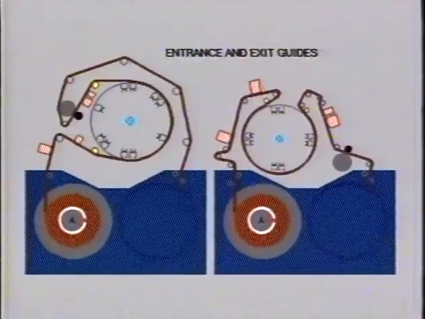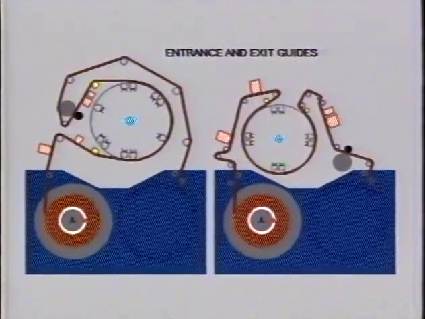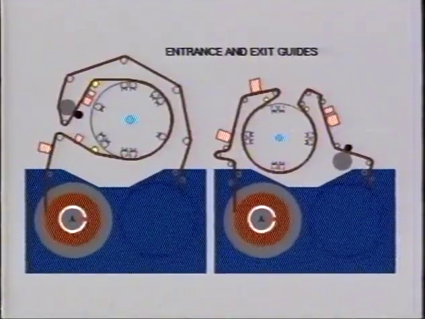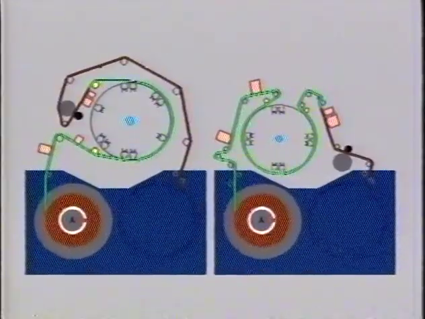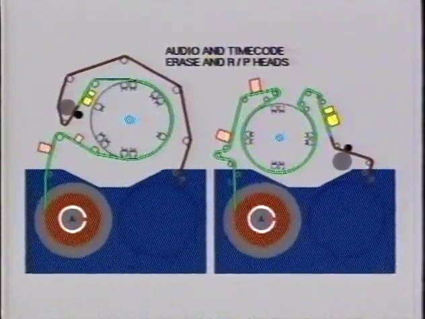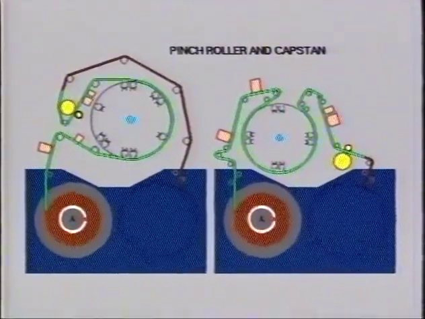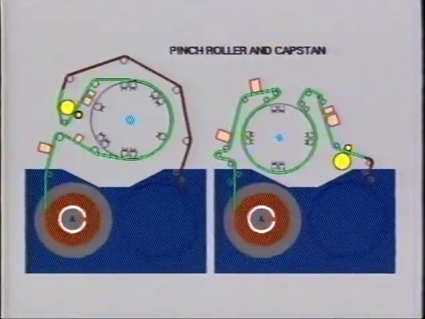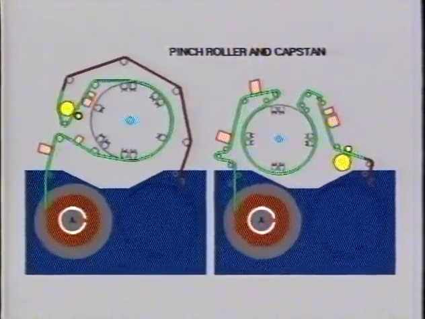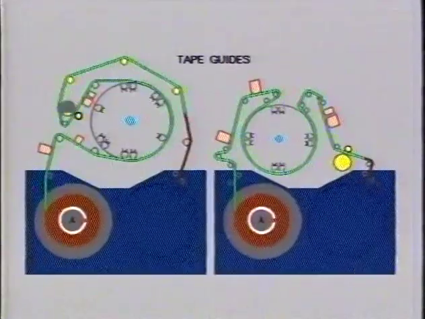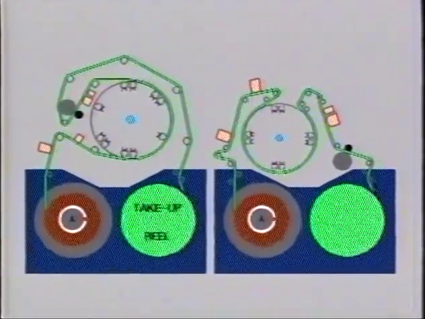These are the entrance and exit guides, which are essential to maintain accurate tracking of the tape around the head drum. The audio and timecode heads are positioned here, next to the pinch roller and capstan. They are responsible for moving the tape at the correct speed, coupled to a stable reference. The rest of the tape path is made up of guides, and finally the tape goes onto the take-up reel.